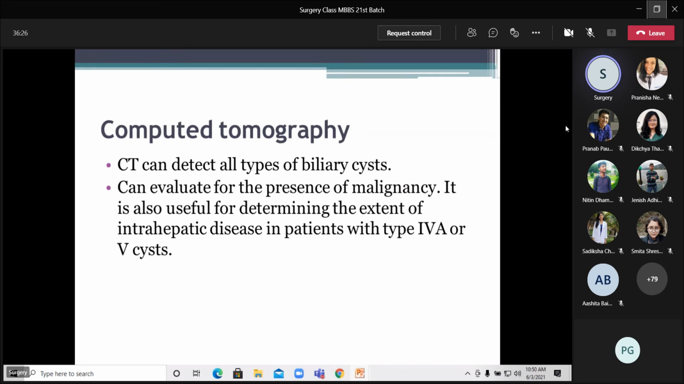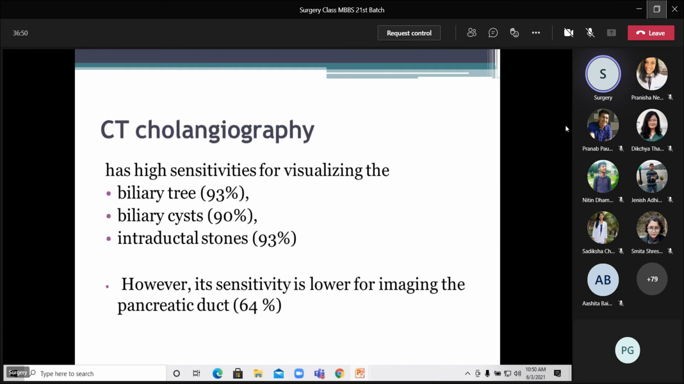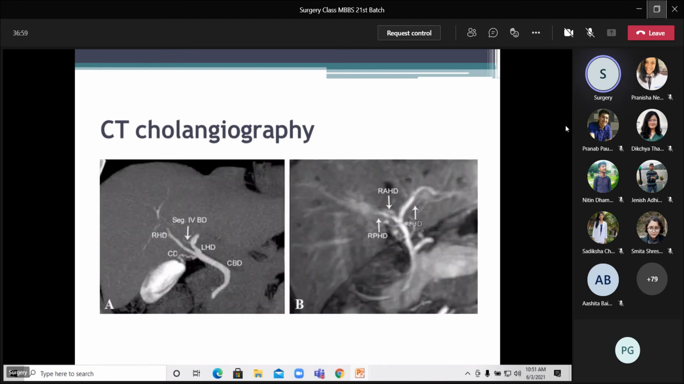Most of the time CT sensitivity is similar to MRCP in diagnosing these two types. It can also tell you about malignant change, because if you inject the contrast, contrast enhancement will be seen in areas where there are malignant changes. CT cholangiography is highly sensitive for detecting the biliary tree, not the pancreatic duct.